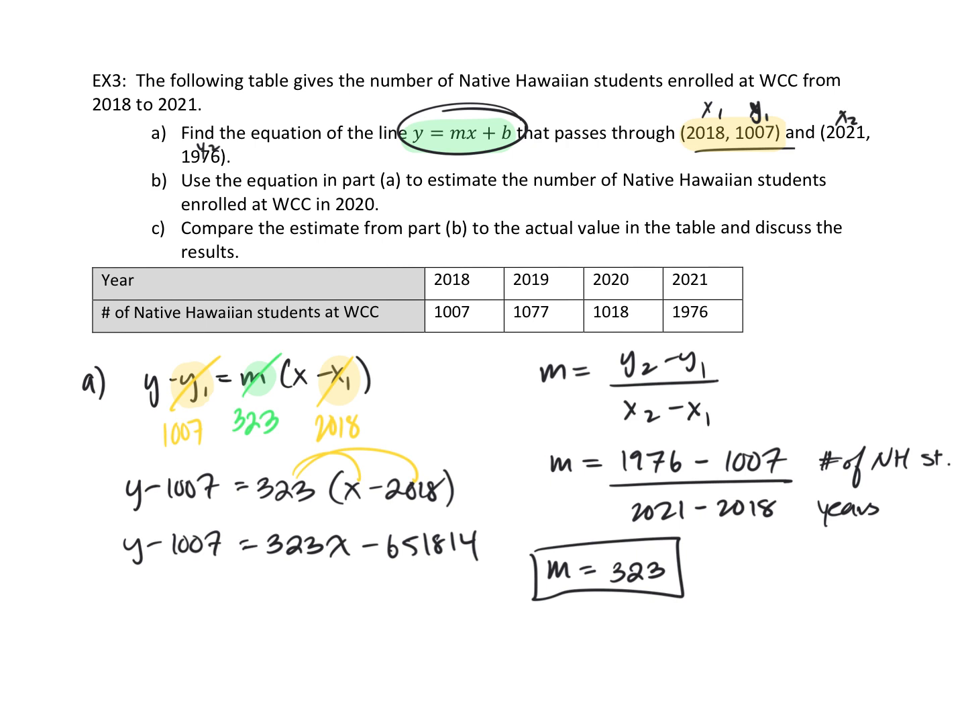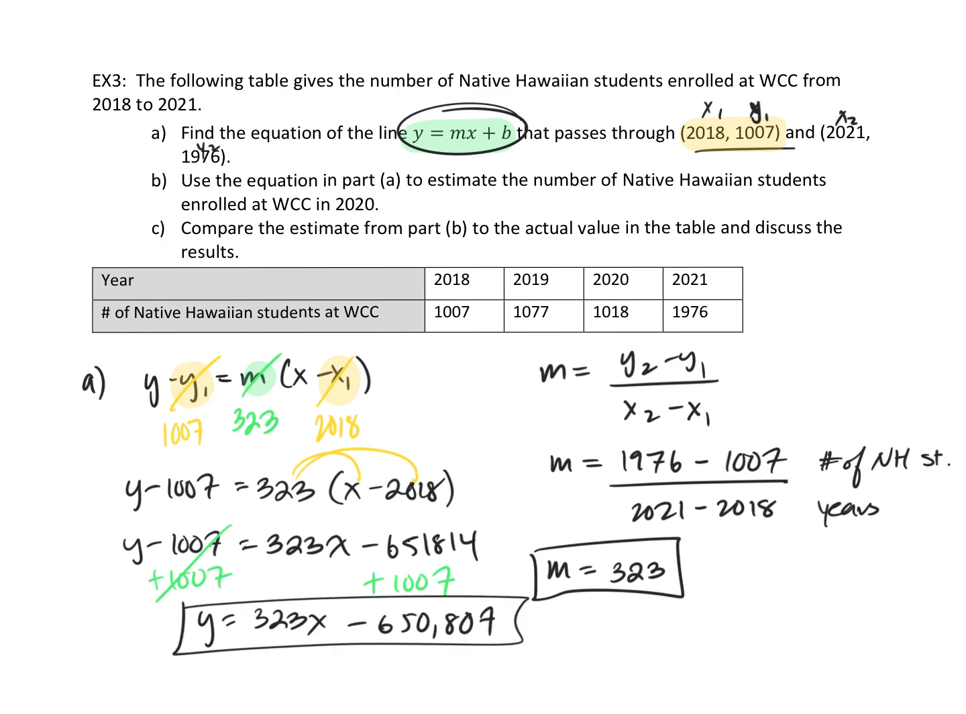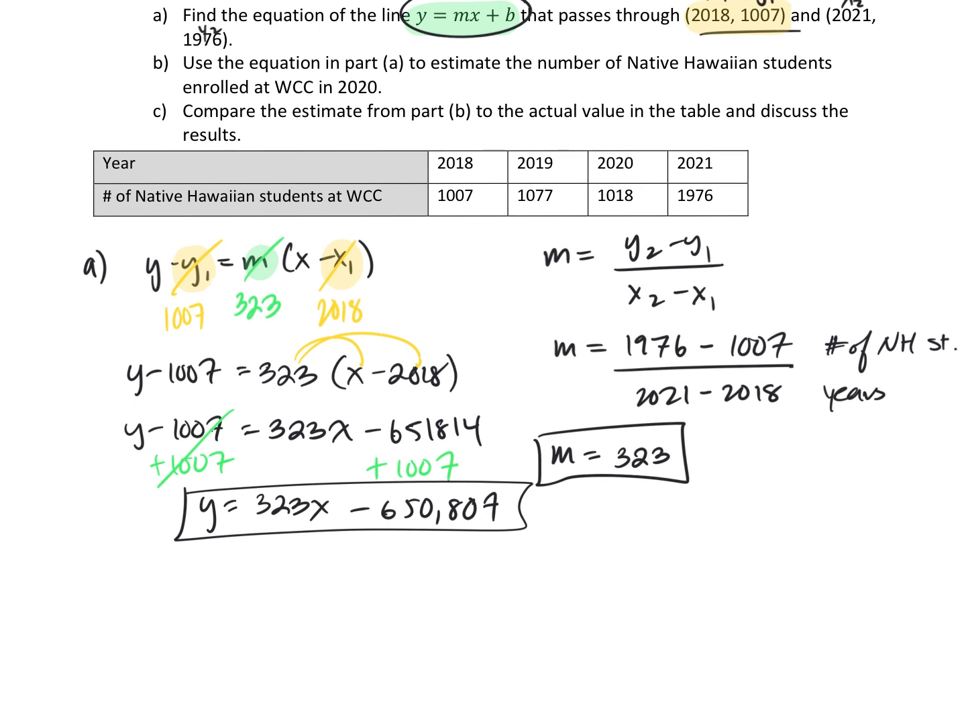Okay, and then again, we have to solve for y to get it in the right form. Add the 1007 to both sides. And we get y equals 323x plus, oh, no, it's going to be a minus, minus 650,807. And there we have a formula for modeling the number of Native Hawaiian students per year.